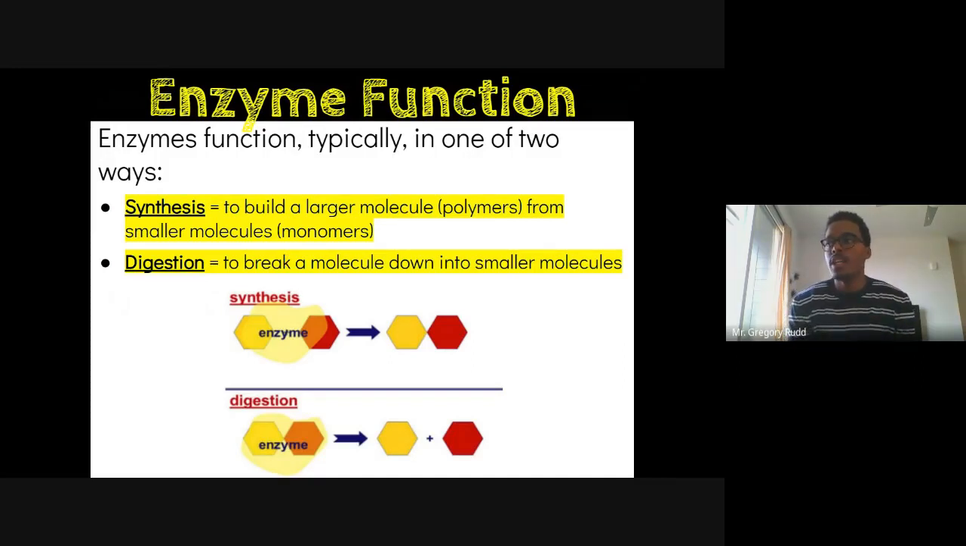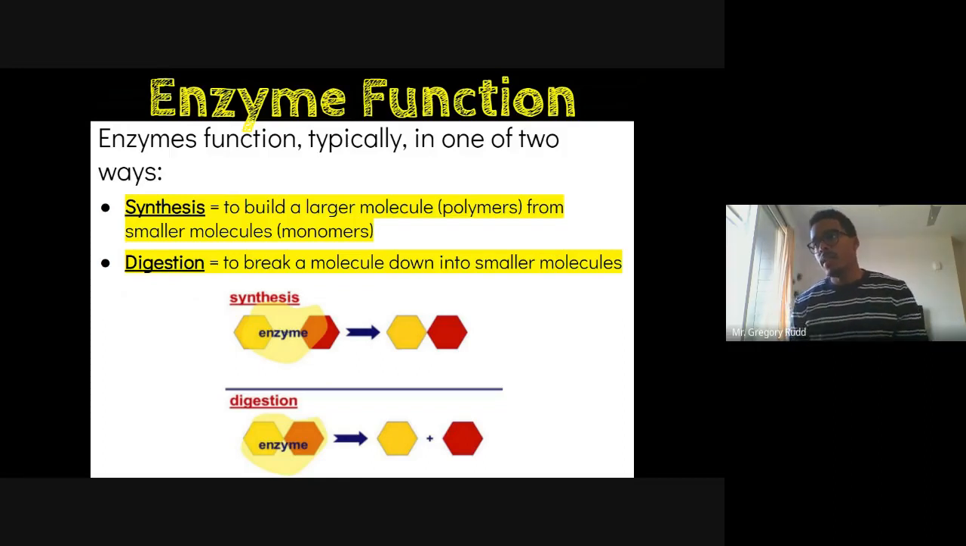So enzymes function really in one of 2 ways, at least for the purposes of this class. There are some more complicated enzymatic functions that might come up in an AP biology class or in a college level biology class, but for the purposes of this class, we just need to know about synthesis and digestion. We've talked about synthesis before. Synthesis means to take smaller things and use them to build up something larger.